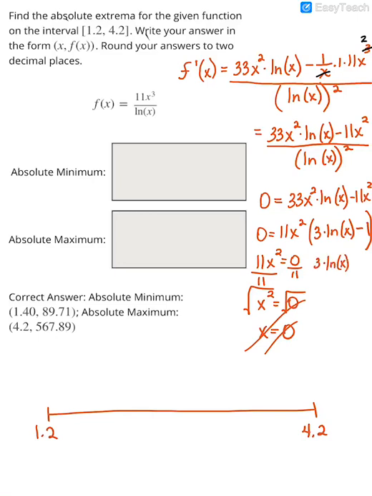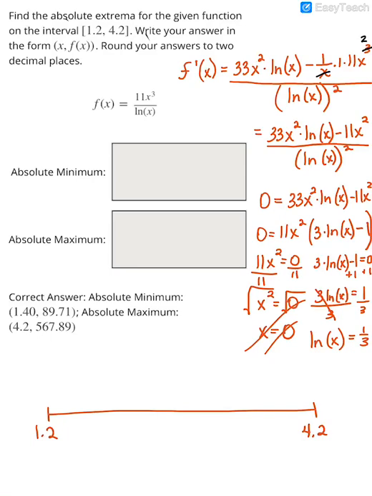Alright, so then if I take my other factor and set it equal to 0, 3 times the natural log of x minus 1 equals 0. Add 1 to both sides, so 3 times the natural log of x is equal to 1. Divide both sides by 3. So I get the natural log of x is equal to a third.